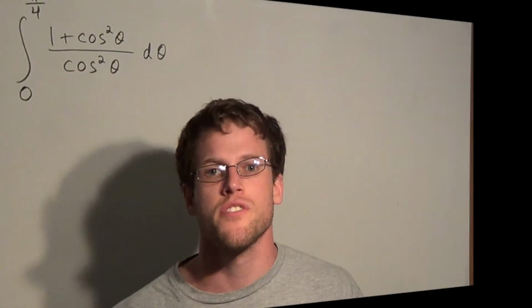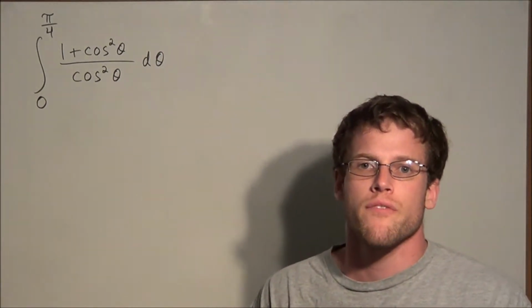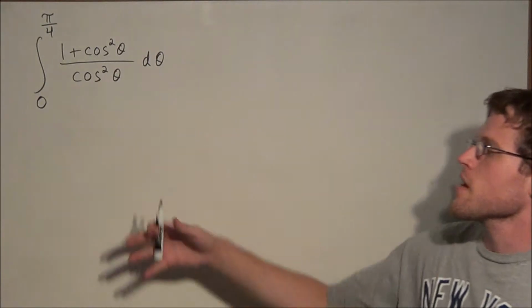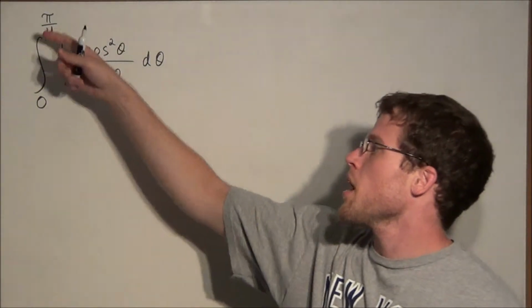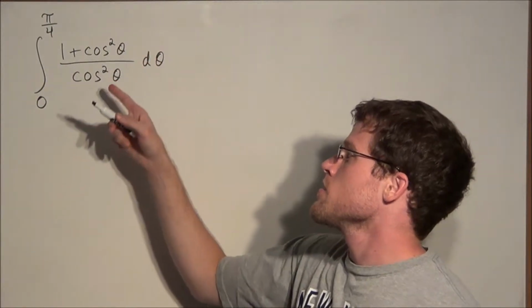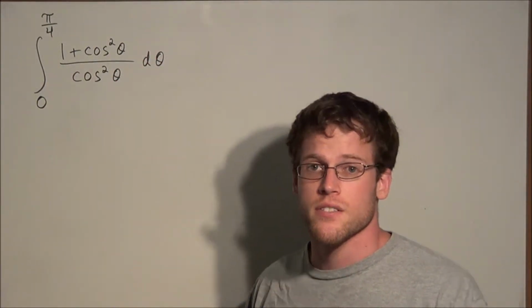Hi, my name is Mr. D, and today I want to take a look at evaluating definite integrals. So we have: evaluate the definite integral from 0 to pi over 4 of (1 plus cosine squared theta) divided by cosine squared theta d theta.